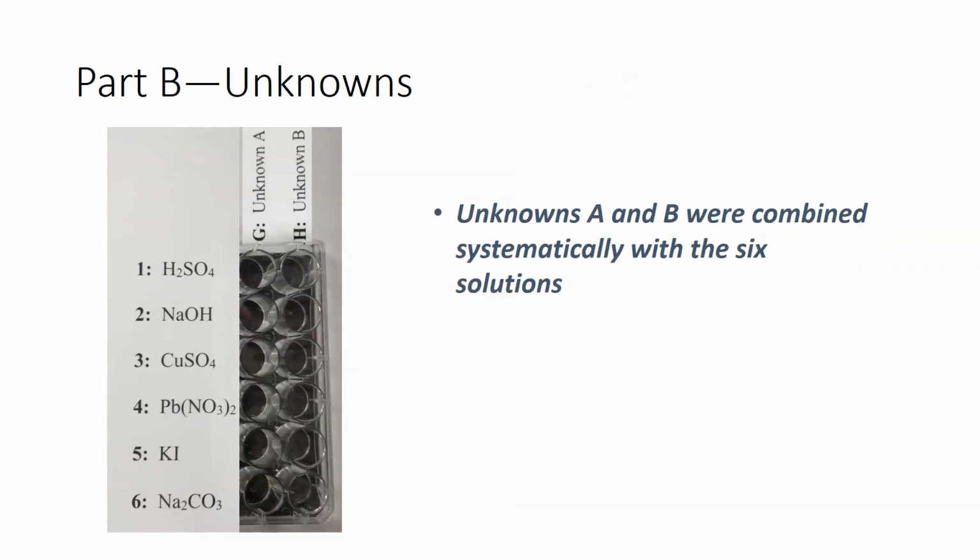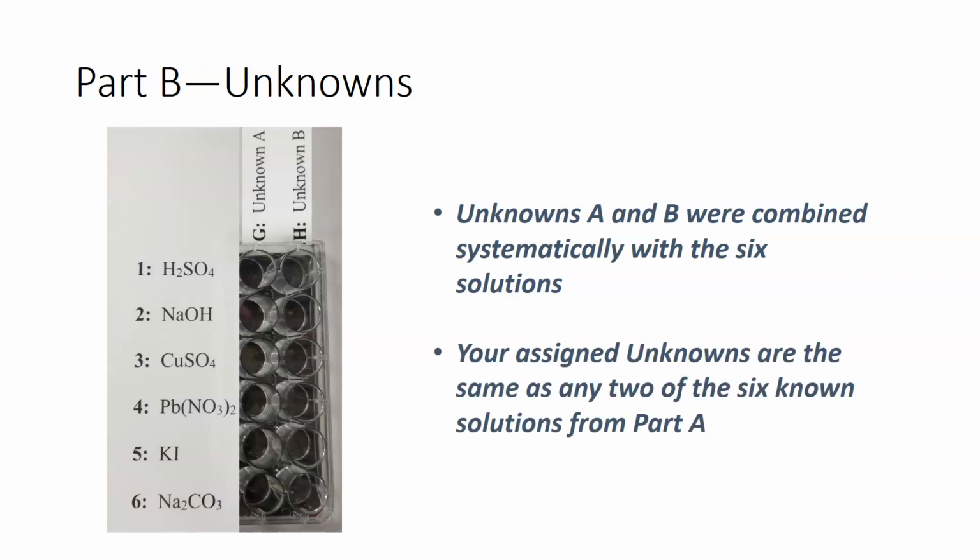And in part B of this lab, you are going to be looking at data of two unknown solutions. Just like before, we took the two unknowns and we added them all the way going down columns G and H, and we mixed them systematically with the 6 solutions that are labeled on the left-hand side. You're going to observe the reactions of unknown A and B with the 6 different solutions, and then identify the unknowns based on what you already know about the reactions from part A.